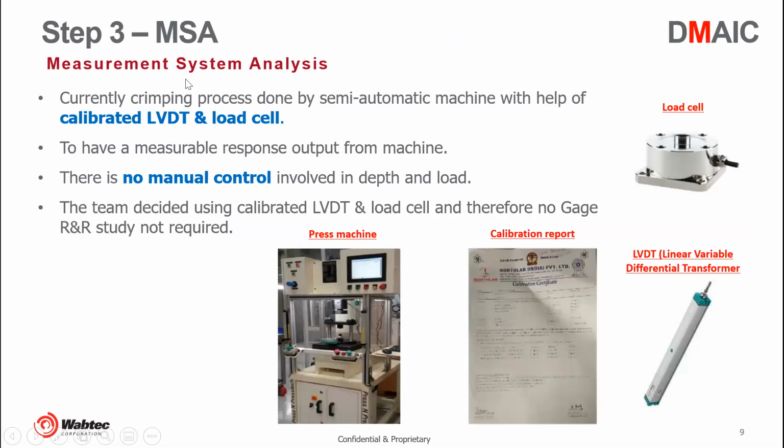What was the measurement system analysis? We looked at the current measurement system, wherein the current crimping was done through a semi-automatic machine with the help of a calibrated linear variable differential transformer and the load cell. And that is what we had taken up. There was no manual control in this. So the team decided that there is no R&R study required because this is already calibrated. You can see the machine, you can see the calibration report, you can see the load cell and LVDT.